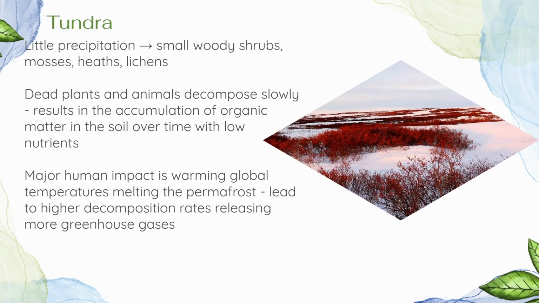Dead plants and animals decompose very slowly, which means that organic matter accumulates in the soil over time, but it is low in nutrients. One of the major human impacts on this biome is the warming of global temperatures, which is causing the permafrost to melt. This can lead to higher decomposition rates, which in turn releases more greenhouse gases into our atmosphere.